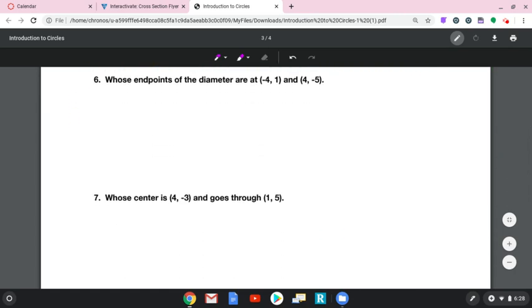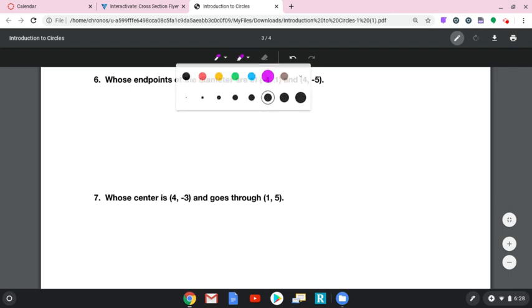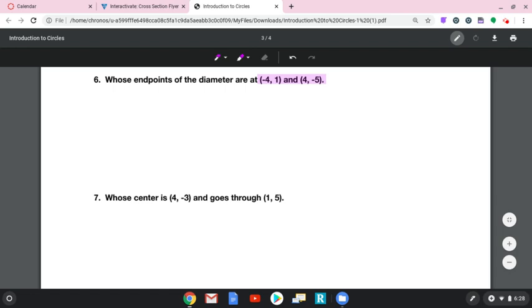Now we're going to write the equation of a circle whose endpoints of the diameter are (-4, 1) and (4, -5). Now let's remember the two most important things that we need when we are writing the equation of the circle are the center and the radius. So I need to use what I'm given to figure this out.